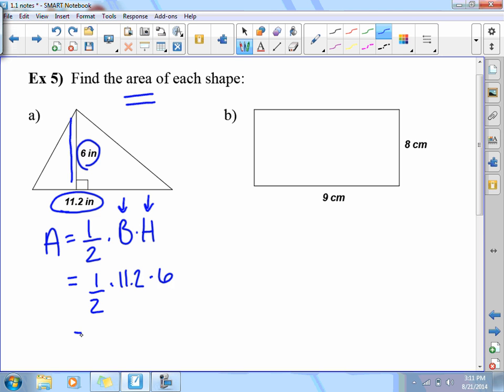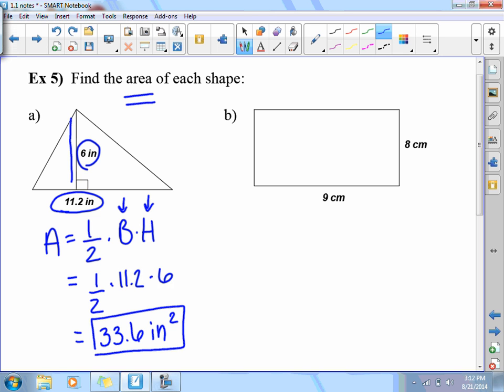So when you type this into your calculator, you should get 33.6, and this is inches squared, because the label for area is always squared, because you have two measurements that you're multiplying together. It's inches times inches, so that's inches squared.